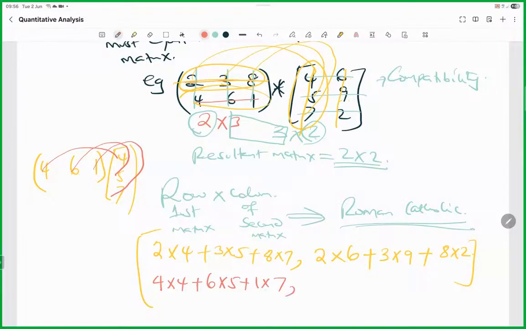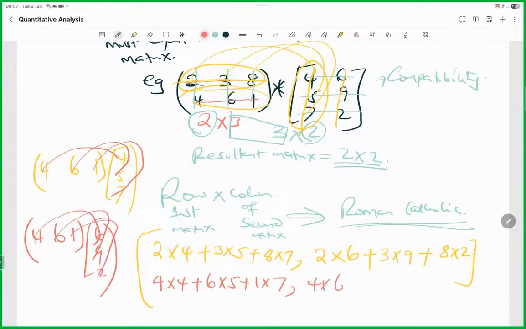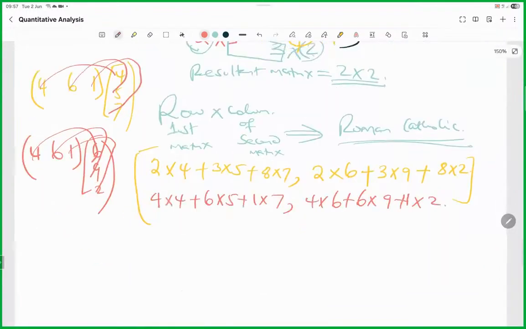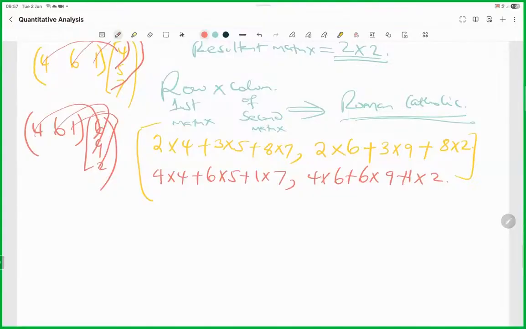And then the same row, this 4, 6, 1, has to finish its business by multiplying with the last column there, 6, 9, 2. So first ones multiplied, plus second ones multiplied, plus third ones multiplied. So we have here 4 times 6, plus 6 times 9, plus 1 times 2, like that. Is there somebody who can give me these answers? Anybody who can give me these answers?